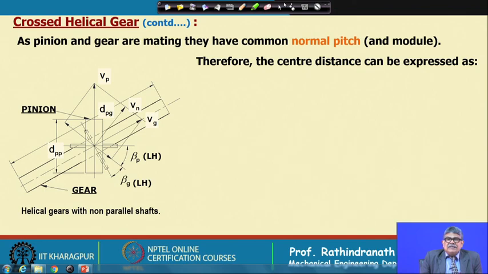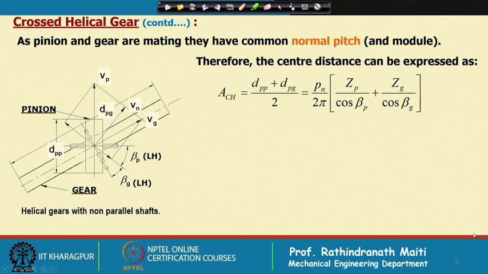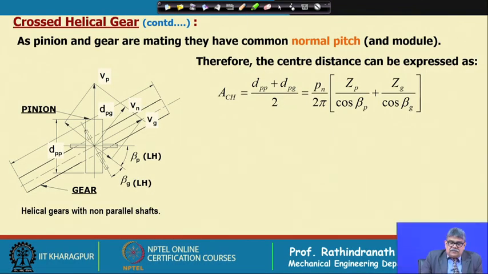Therefore, the center distance can be expressed as A_CH, the center distance, where CH stands for crossed helical, is the pitch circle diameter of pinion plus the pitch circle diameter of gear, the summation divided by 2, which can be expressed as normal pitch divided by 2 pi, whole into, Z_P, the teeth number of pinion, divided by cos of helix angle of the pinion, plus teeth number of gear divided by cos of helix angle of the gear.